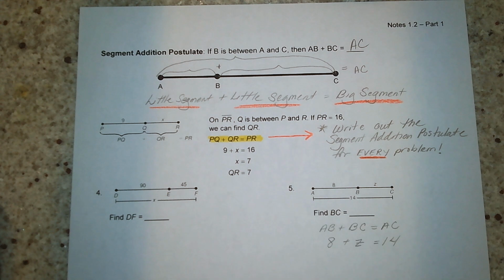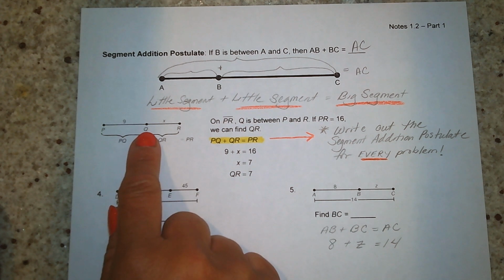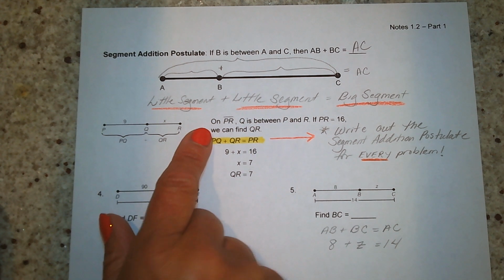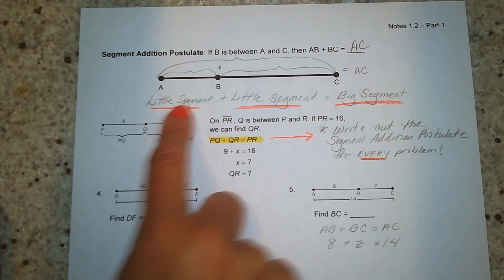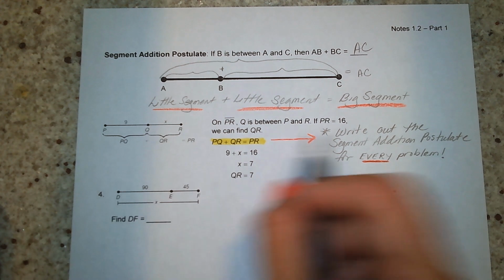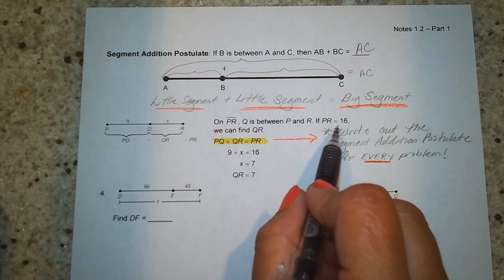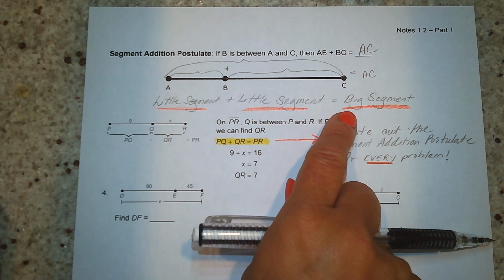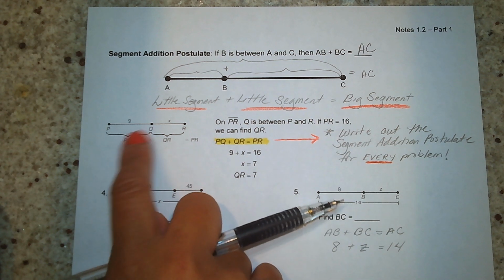Now, let's take a look at this example here. They're telling us that point Q is between P and R. So it has to be between. You can't have it anywhere else. In order for this to work, one point has to be in between the other two. So what this is saying here is if PR is 16, how do we find QR?